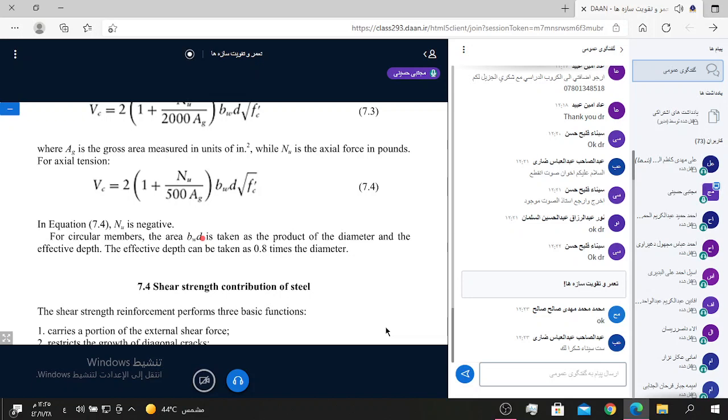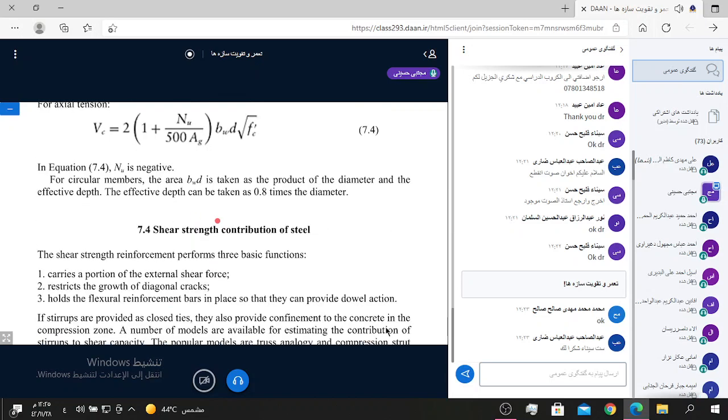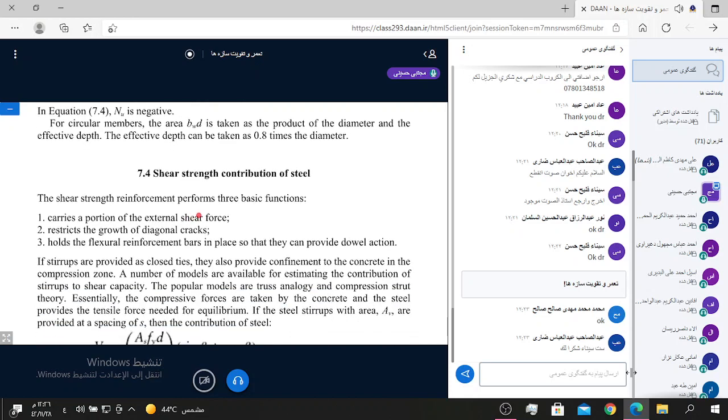And for a circular member, the area b times d is taken as the product of the diameter and the effective depth, okay? And also you can use an effective depth of about 0.8 times the diameter to compute the cross section of the circular member.